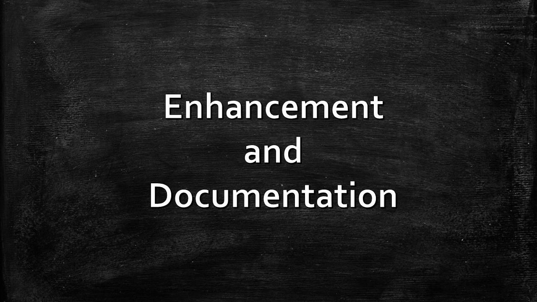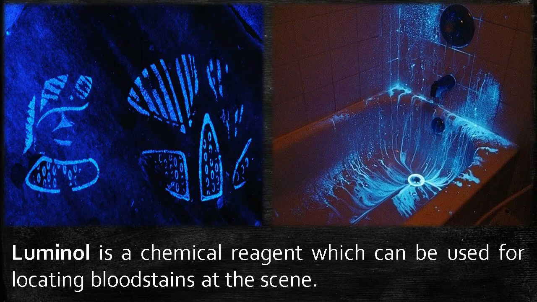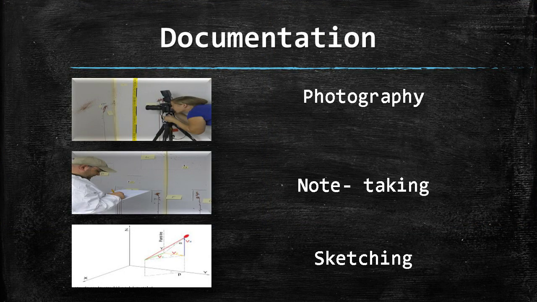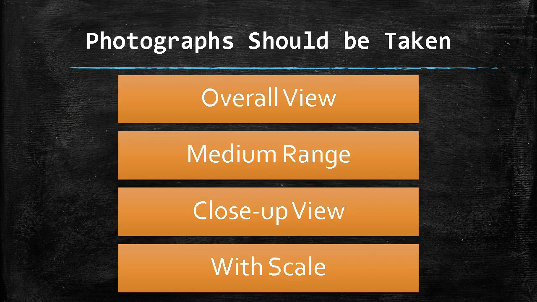Enhancement and documentation. Luminol is a chemical reagent which can be used for locating bloodstains at the scene. Documentation of bloodstain patterns can be done using photography, note-taking, and sketching. Photographs should be taken with an overall view followed by a medium range and a close-up view of the bloodstain patterns. A scale of measurement must be included in the photograph, which is critical for bloodstain pattern analysis.